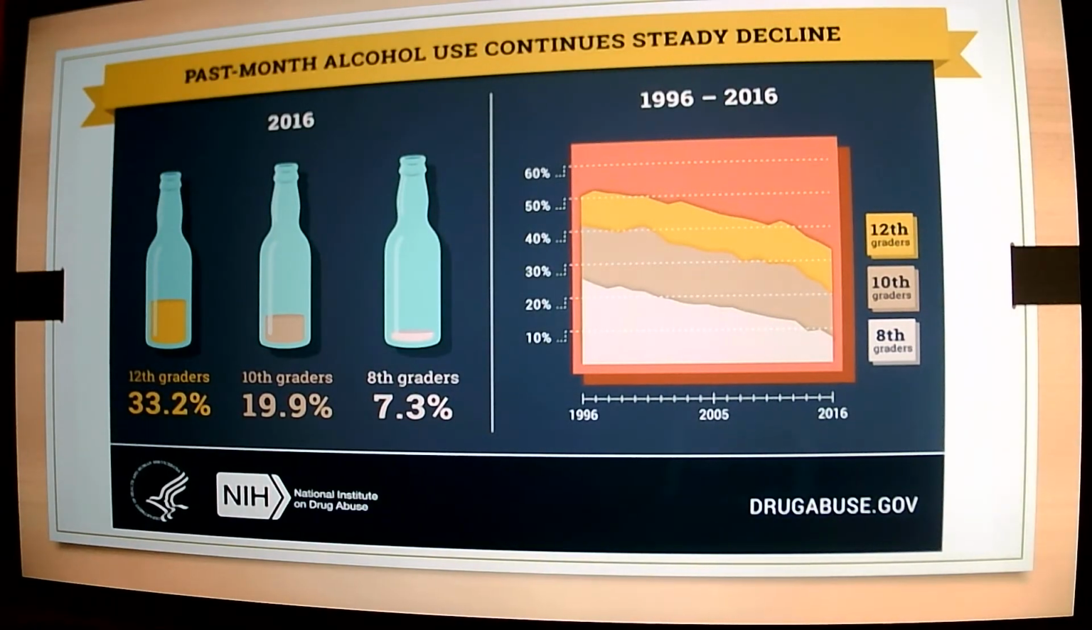This graph is a little dated, but it shows that we've seen a steady decline in the amount of younger people consuming alcohol in this country. As you can see, about 33.2% of 12th graders consume alcohol, 10th graders 19.9%, and 8th graders 7.3%. Those percentages have steadily declined from 1996 to 2016.